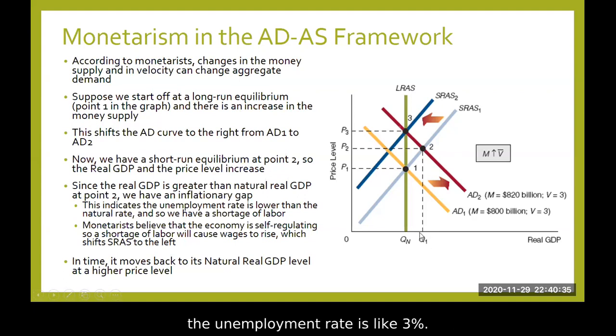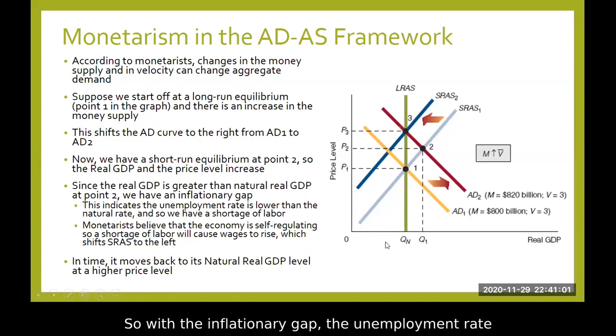So at QN, if the unemployment rate is 5%, let's say at Q1, the unemployment rate is like 3%. So in this case, with the unemployment rate that's lower than the natural rate of 5%, this indicates we have a shortage of labor. So remember that the inflationary gap is the opposite of a recessionary gap. So in a recessionary gap, we typically have higher rates of unemployment than the natural rate of unemployment. So with inflationary gap, the unemployment rate is the opposite. It's lower than expected. So if the unemployment rate is lower than expected, it indicates that we have a shortage of labor, or we can say a shortage of available labor.